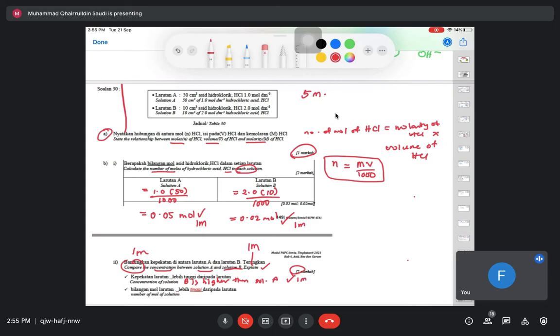Why? Kenapa concentration dia is higher? Because the number of mole. Jap, saya tengok balik. Yes. Because the number of mole of solution B is higher than solution A. Another 1 mark. So 2 marks there. Jom tengok total markah yang ada dalam hari ni. So 5.